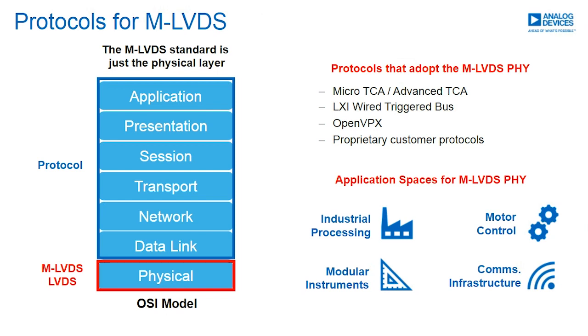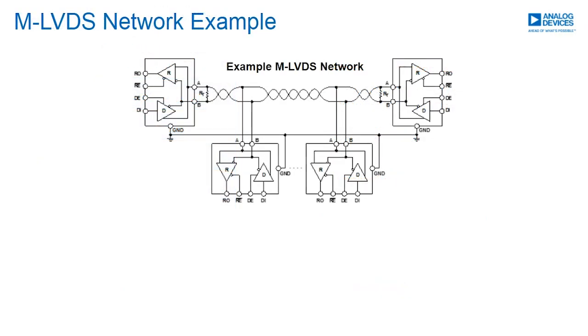Here we are showing an example M-LVDS network, which is allowing communication between several devices. When data is sent by a processor on the left, it is converted to M-LVDS signals which are sent to all devices on the network. At the end of the network, another transceiver converts from differential back to standard I/O for the receiving processor.